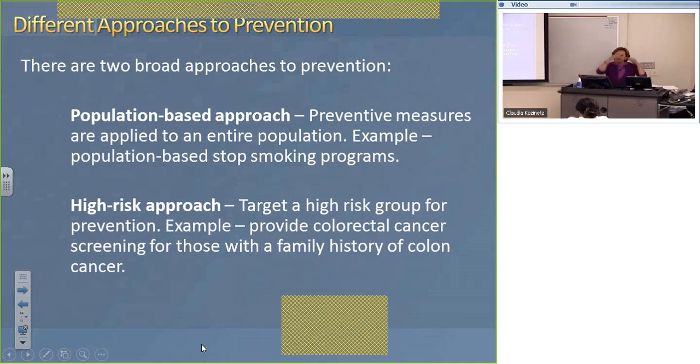During Chapter 1, you also learned that there are two broad approaches to prevention.